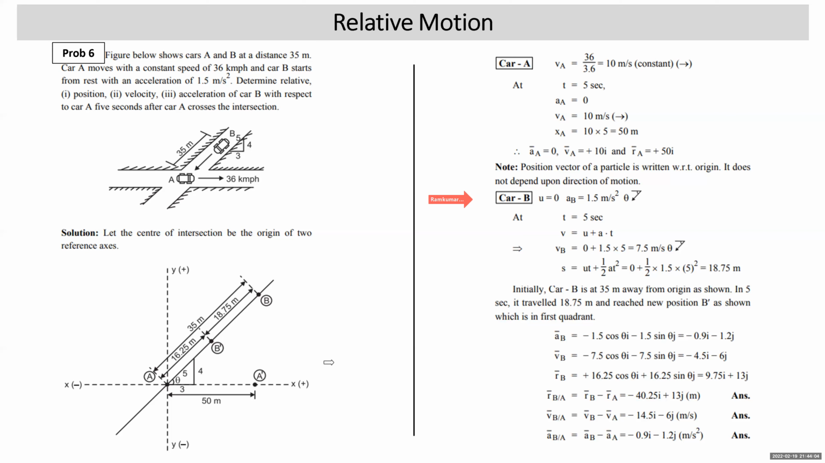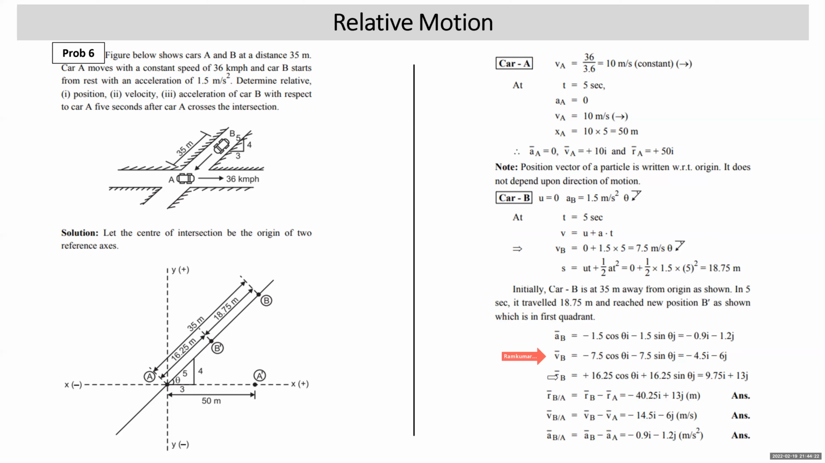All right. So now you can write the acceleration of B. You have to simply resolve this acceleration. So that is going to be minus 1.5 cos theta i minus 1.5 sin theta j. Cos theta and sin theta values can be substituted. Cos theta is 3 by 5, sin theta is 4 by 5. So cos theta is 0.6 and sin theta is 0.8.